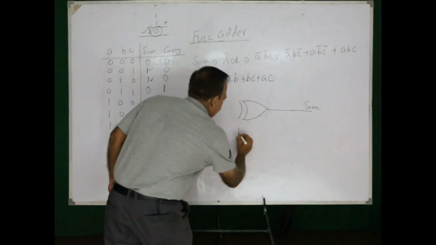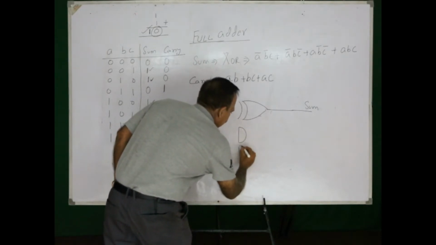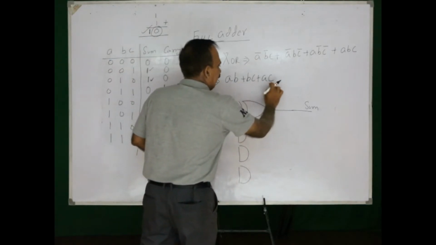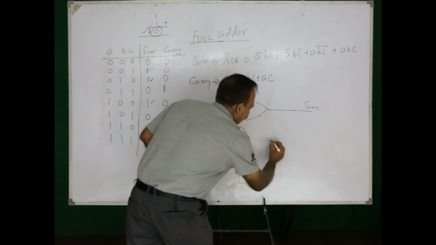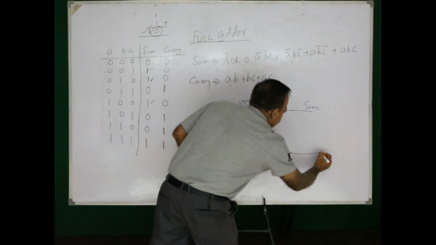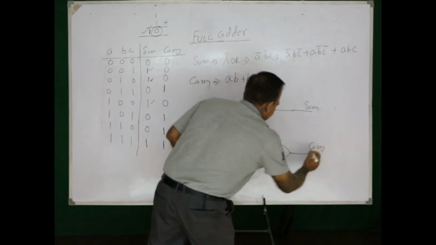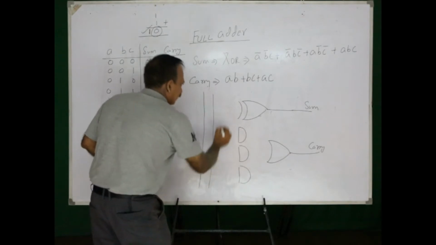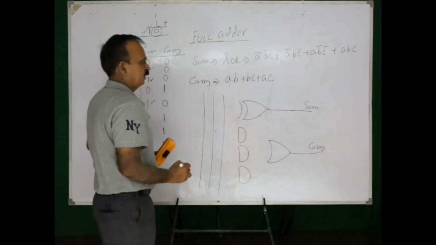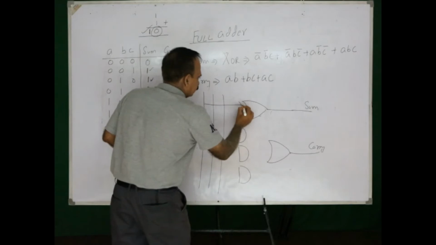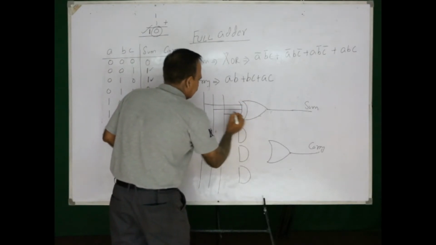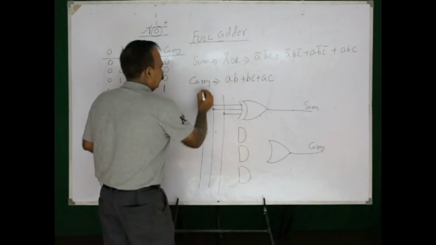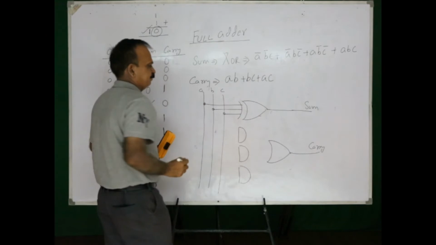Now, for multiplication I need gates: this is AB, this is BC and this is AC, and all the three values are added. For addition I will be using OR gate. This will be representing carry. Now, inputs A, this will be B and the third value will be C. Now, this gate will be having all the three values A, B and C, and the output will be representing sum.